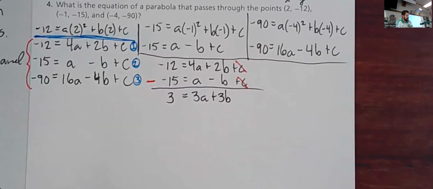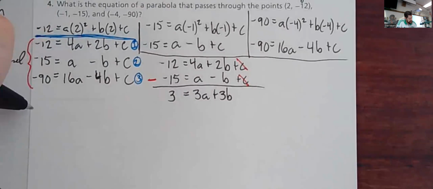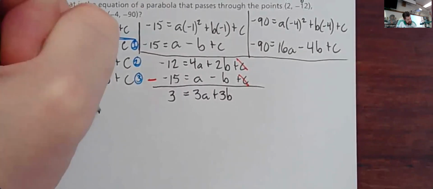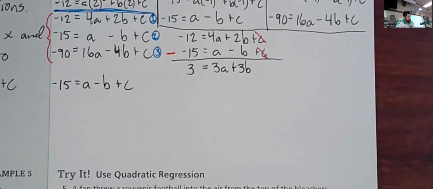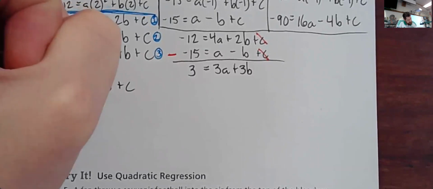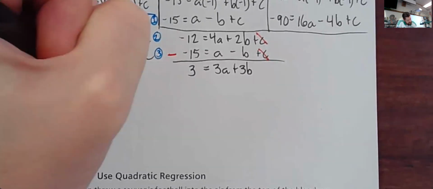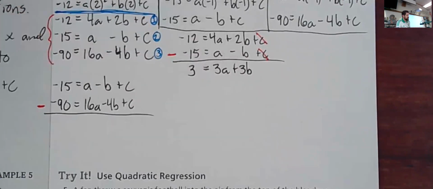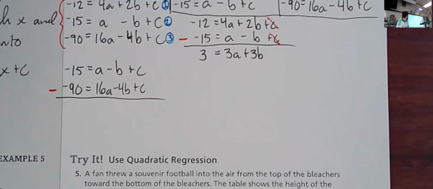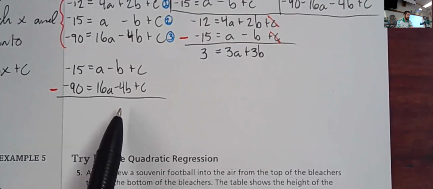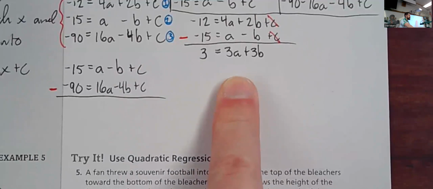And so let's just group up equations 2 and 3 to get our next one. So I'll just do that down here. That'll be negative 15 equals A minus B plus C over negative 90 equals 16A minus 4B plus C. Once again, we're going to go ahead and subtract those two equations, because that will eliminate C, leaving us with just variables A and B, and then we'll have a system of two equations, and then we can solve from there.